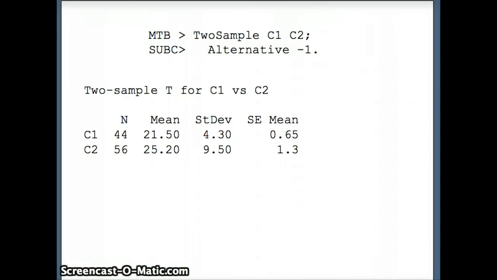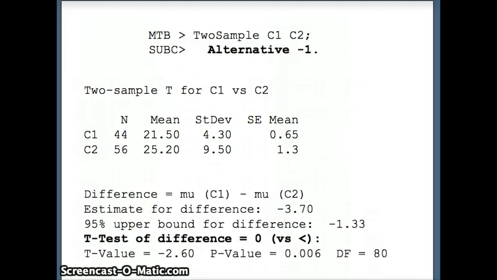And here's the first part of the results. Again, it gives us our descriptive statistics. And then notice it says here, since it's alternative -1, that corresponds to test of difference equals 0, mu1 minus mu2 equals 0, versus mu1 minus mu2 is less than 0, or mu1 is less than mu2. And then you can see we have our test statistic t, -2.60, our p-value of 0.006, very small p-value, and our degrees of freedom of 80.